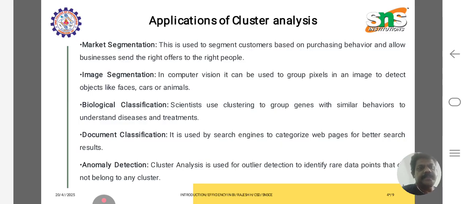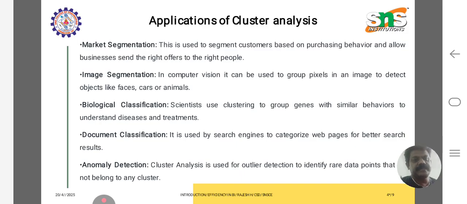The other kind of application is document classification, which is used in search engines to categorize web pages for better search results. The last application is anomaly detection. Here the cluster analysis is used for outlier detection to identify rare data points that do not belong to any clusters.